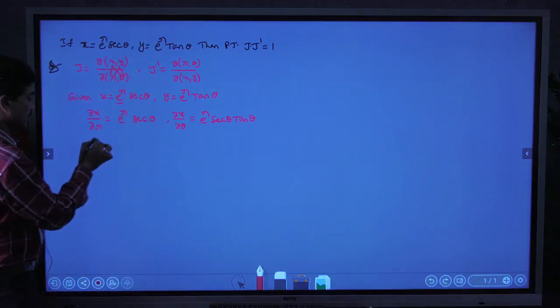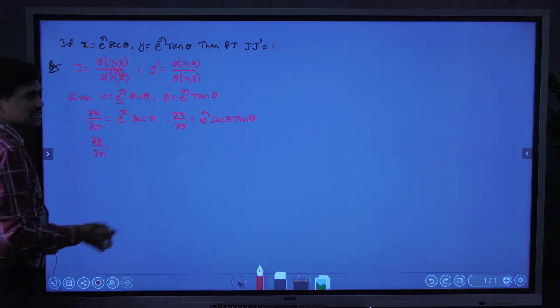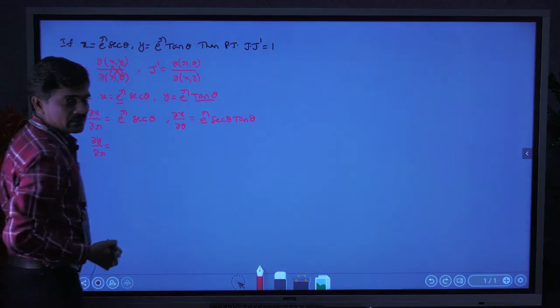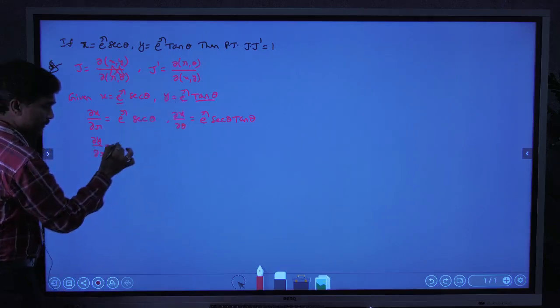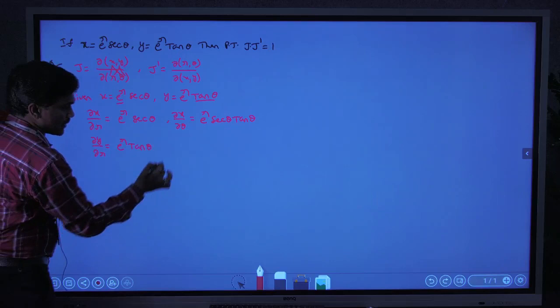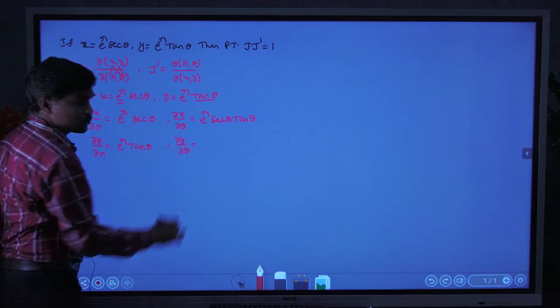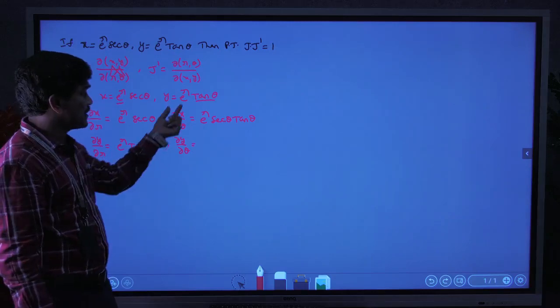Next take y. Dou y by dou r. Again here y with respect to r, then clearly tan theta is the constant. The derivative of e power r is e power r, into the constant tan theta. Next take dou y by dou theta. Y with respect to theta. So y with respect to theta, what is constant?